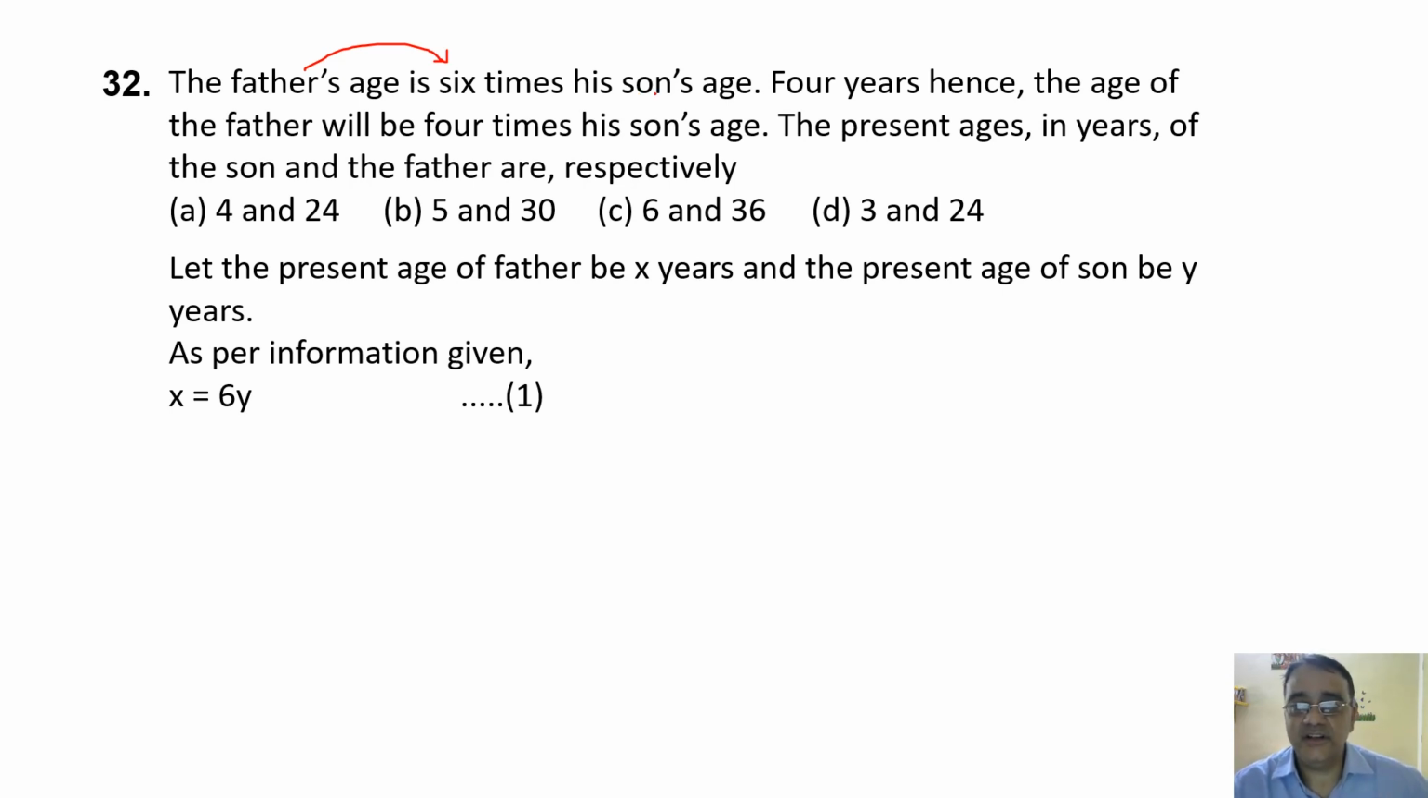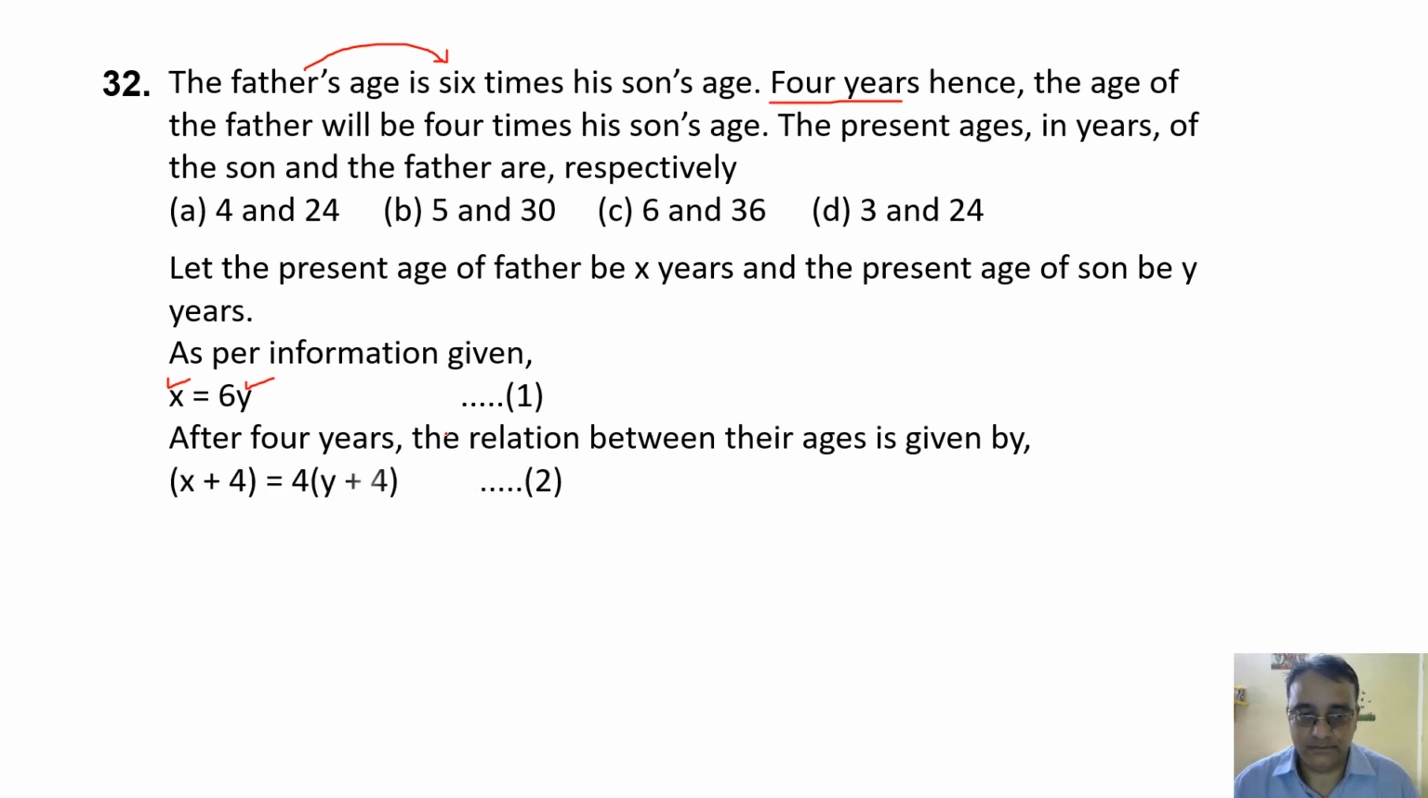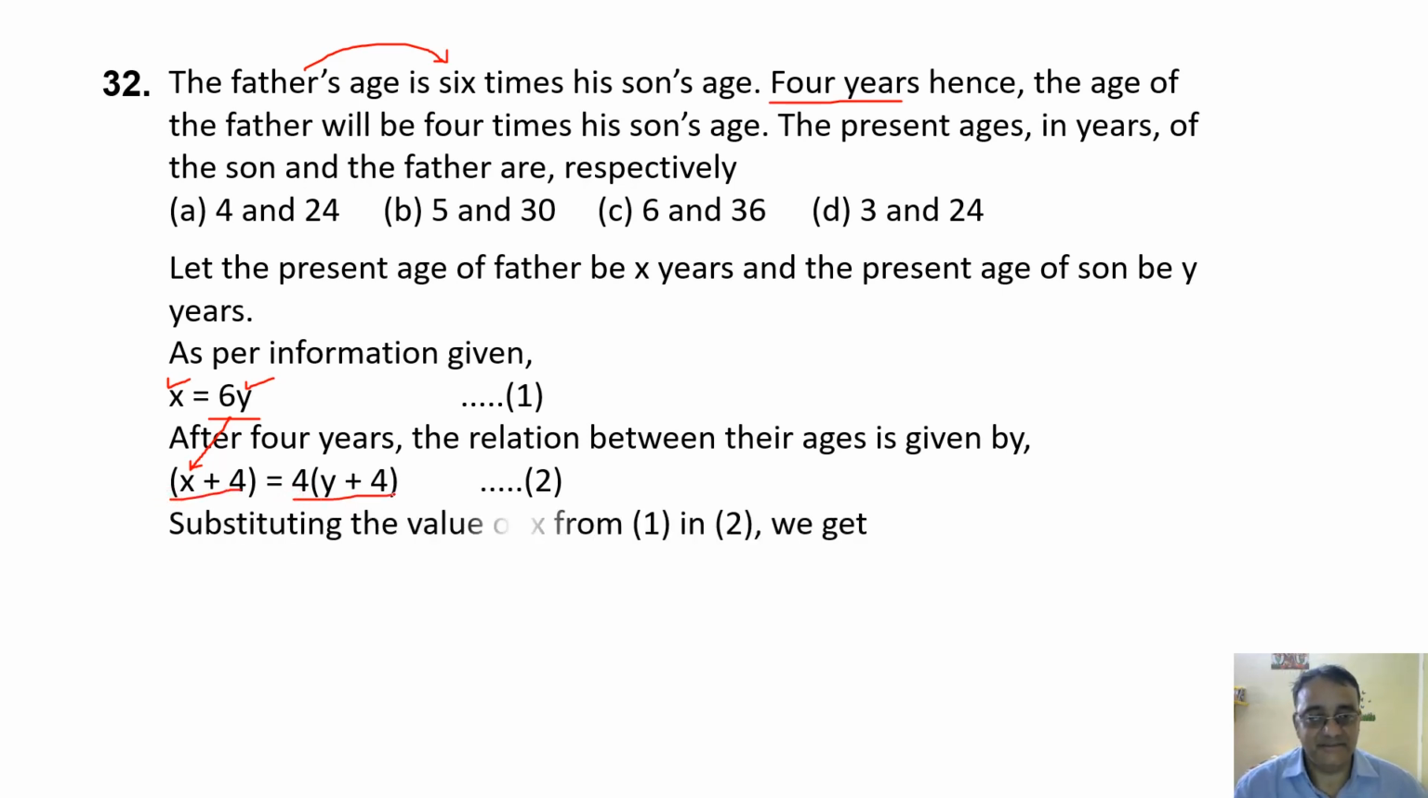Now for the second equation, 4 years hence, after 4 years, the father's age will be x plus 4 and the son's age will be y plus 4 and father is 4 times. So we'll get x plus 4 is equal to 4 times y plus 4. This is clear? Yes, sir. Okay. Now what we will do, we will substitute 6y here only without simplifying this one. Okay? So this becomes 6y plus 4 is equal to 4y plus 16. This step is clear? Yes, sir. Okay. Now shift 4y to this side and 4 to this side. So we'll get 2y is equal to 12.